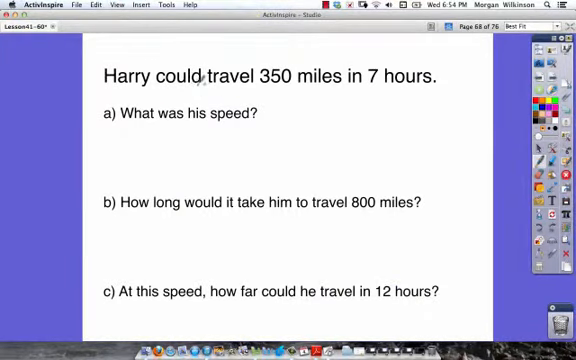Okay, Harry could travel 350 miles in 7 hours. What was his speed? Remember, speed is the same thing as the rate. And the formula that we have is distance is equal to rate times time. D equals RT is a way you could abbreviate that.